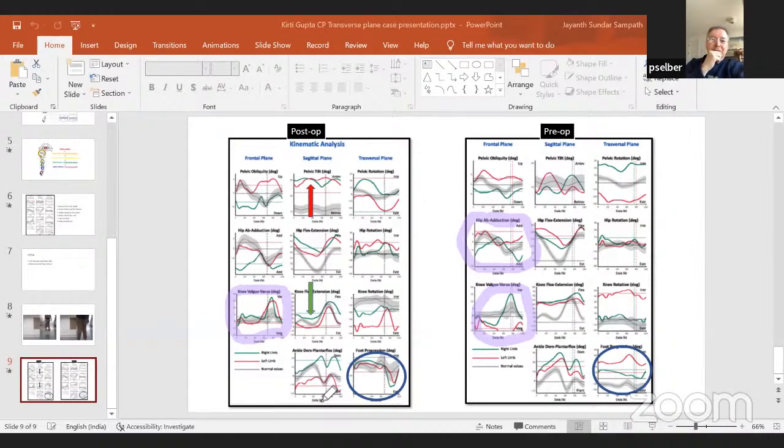Hopefully one day we'll see most of these kids not getting hamstring surgeries, so that when they're adults, they don't suffer so much because of the pelvic tilt.